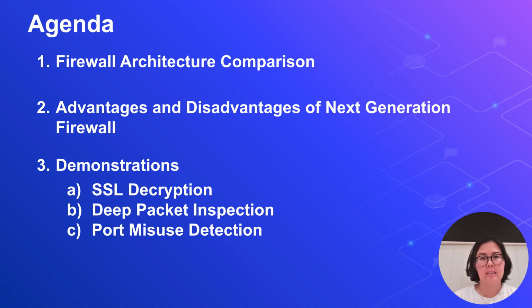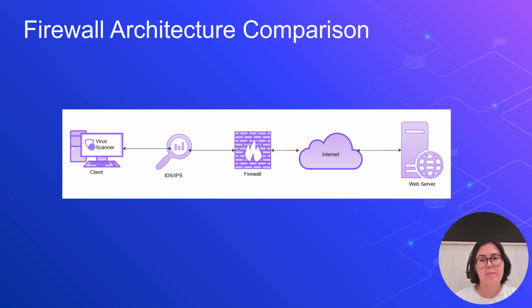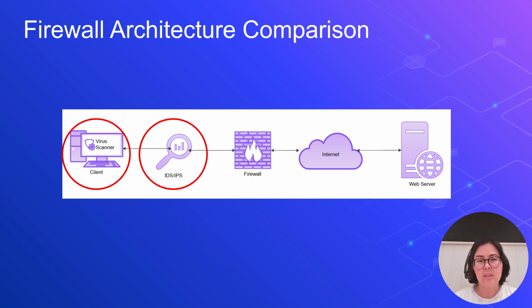exfiltration over DNS. In a traditional setup, traffic flows through a firewall that typically filters based only on IP addresses and ports. Behind the firewall, we usually have an IDPS monitoring network traffic and hosts running antivirus software. The main limitation here is that neither the firewall nor the IDPS can inspect the contents of encrypted traffic. This creates a blind spot for any threats hiding within SSL or TLS connections.